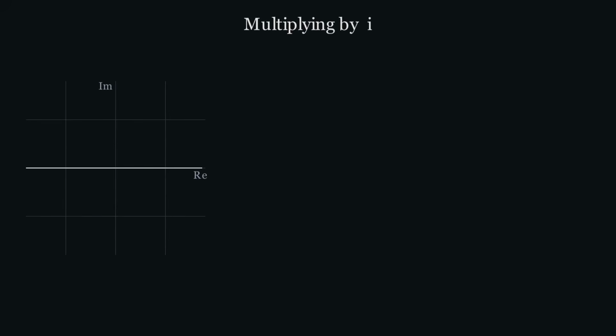Take the number i, just i, sitting 1 unit up the imaginary axis. Now multiply it by itself. i times i is -1. Everyone learns that. But look at where it lands. 1 sits at the right, on the real axis, i sits straight up, and -1 sits to the left.